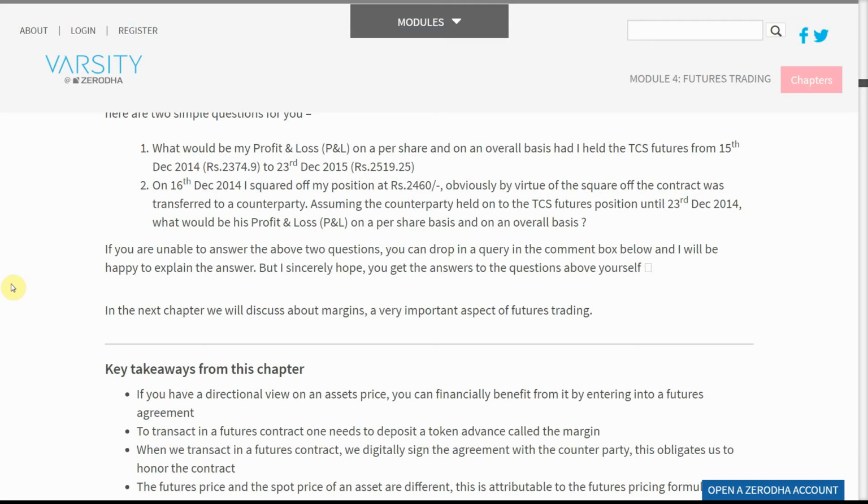On the 16th of December 2014, I squared off my position at 2,460 rupees per share. Obviously, by virtue of the square off, the contract was transferred to a counterparty. Assuming the counterparty held on to the TCS futures position until the 23rd of December 2014, what would be his profit and loss, P&L, on a per share basis and on an overall basis?